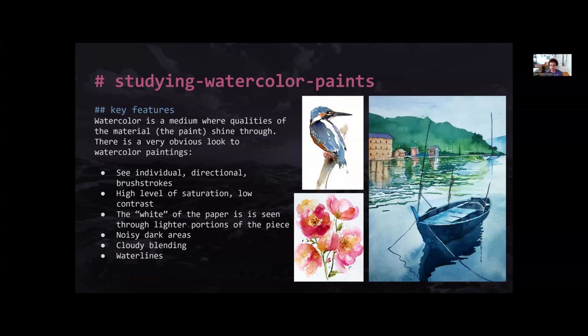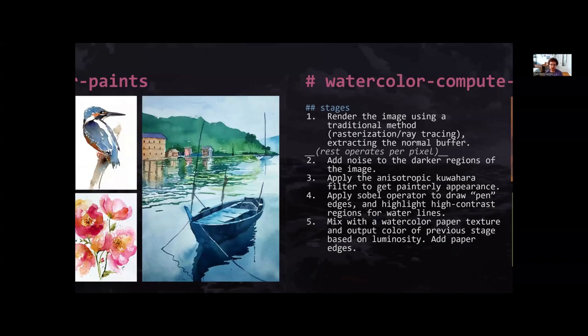Similarly, you can see these water lines where really intense parts of the pigment stayed on the edge where the surface tension of the water ended, which is also a wonderful quality I would like to preserve in my implementation. So how do I break this up?